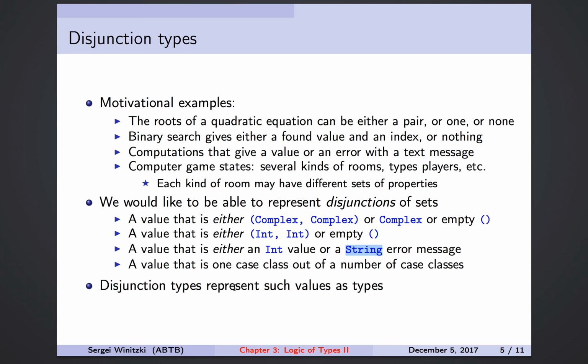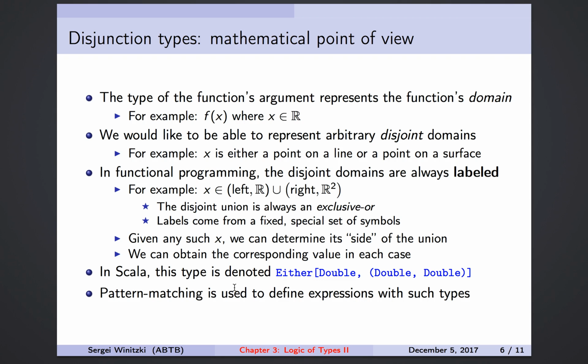Let us look a little at the mathematical point of view. Usually, the type means mathematically that the function has an argument, let's say f of x has an argument x. The type of x, let's say x is a real number, then the type of x represents the domain of the function. So now we would like to represent disjoint domains. So for example, x is either a point on a line or it's a point on a surface, completely different from a line.